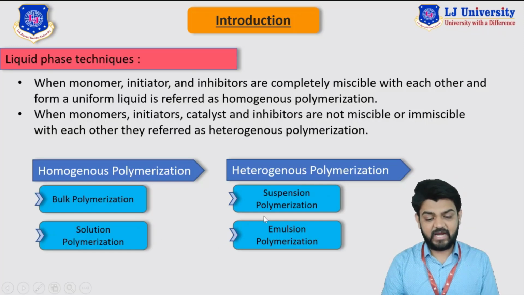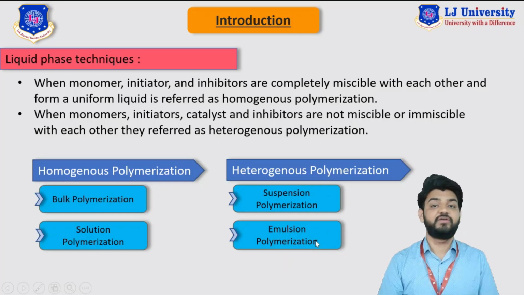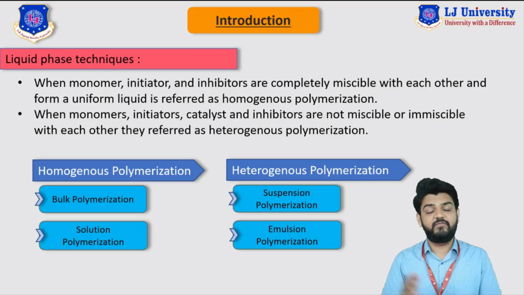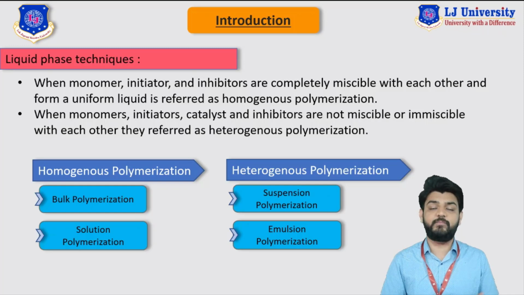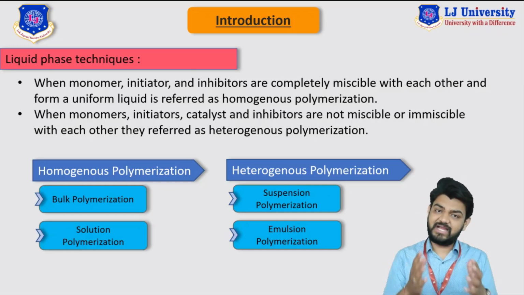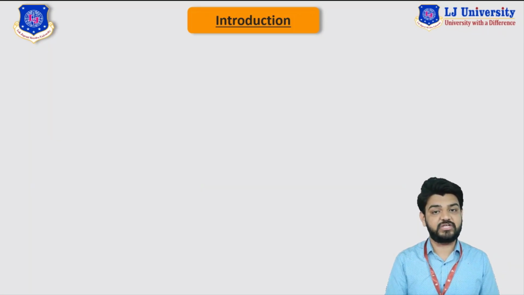Now on the other side, we have suspension polymerization and emulsion polymerization. As the name suggests, they form another phase from the monomer and initiators, right? So they can be termed as heterogeneous polymerization because they involve more than a single phase. Hence, in total we have 4 different techniques to understand in polymerization techniques. Now, having said that, let's start with the first technique, bulk polymerization.